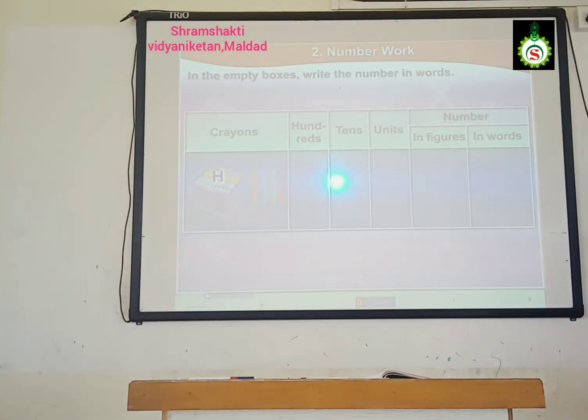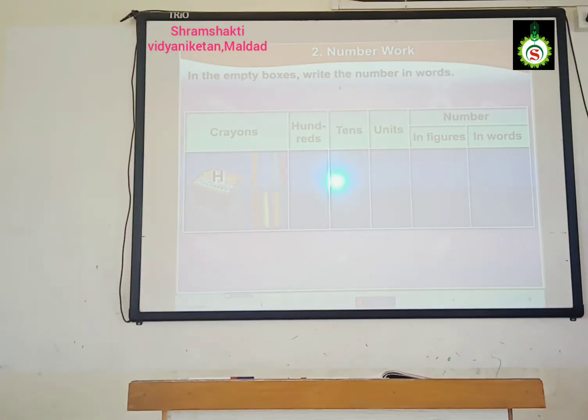Now the next picture has a box of 100 crayons and 4 more crayons, which means it is 100, 0 tens, 4 units. In figures it would be 104. Now the next picture. A box of 100 crayons and 5 more crayons, which means it is 100, 0 tens, 5 units. In figure it would be 105. Next is a box of 100 crayons and 6 more crayons. So it would be 100, 0 tens, 6 units. In figures it would be 106.